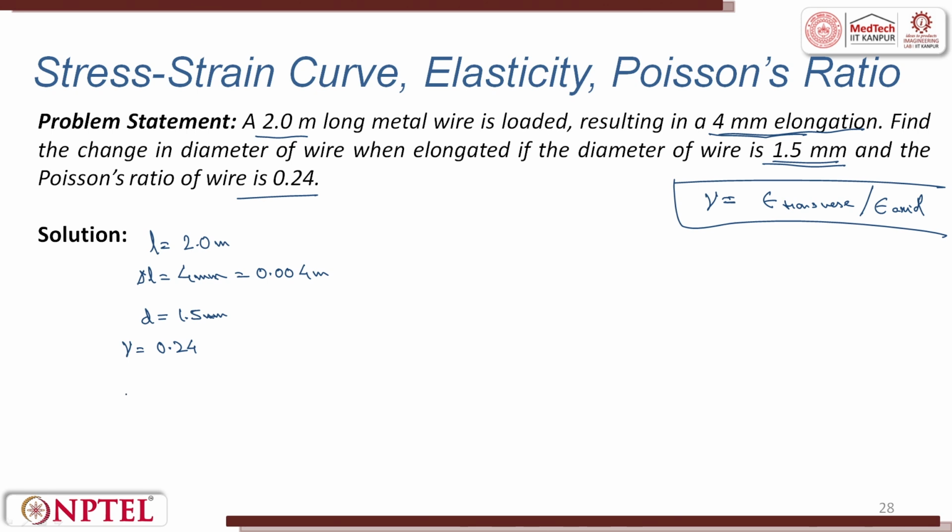The longitudinal strain, let me determine first. This is equal to change in length by original length, this is equal to 0.004 by 2.0, this is equal to 0.002. So, longitudinal strain I have gotten, right. Now, to find the change in diameter of wire, let me use Poisson ratio, we have mu is equal to lateral strain by longitudinal strain, it is axial strain or longitudinal strain, right.